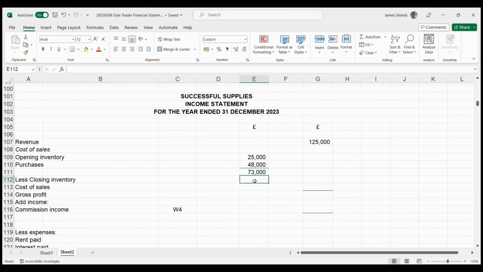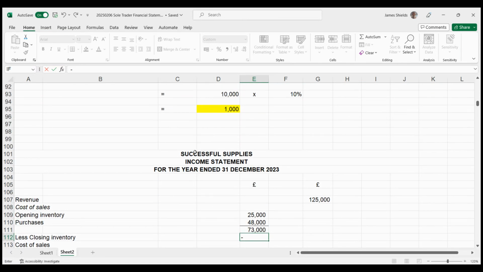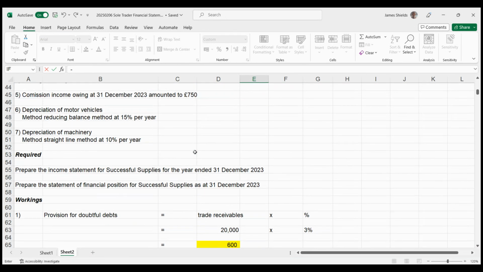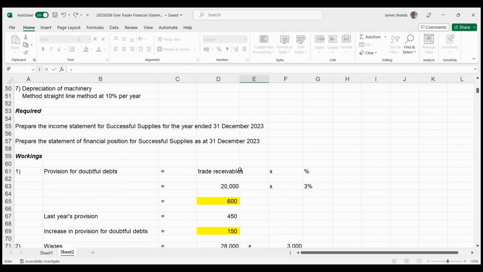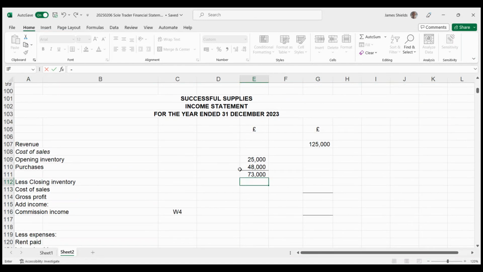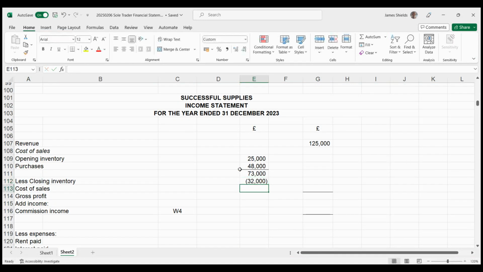Now closing inventory is not in your trial balance, it's the figure in the notes to the accounts. We're going to take that away. So the closing inventory, according to our note number 4, is £32,000. So the £73,000, which is your opening inventory plus purchases, take away your closing inventory, gives us our cost of sales. So it's the £73,000 less the £32,000 gives us cost of sales of £41,000.